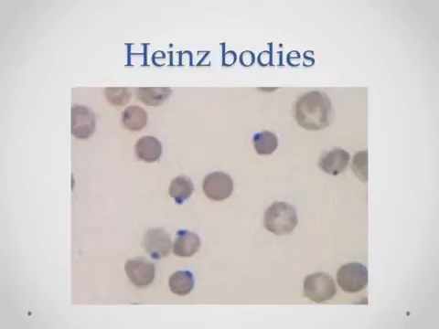This Heinz body, as we see, occurs in some conditions like G6PD deficiency, like oxidant drugs, and some cases of hemolytic anemia like alpha thalassemia.